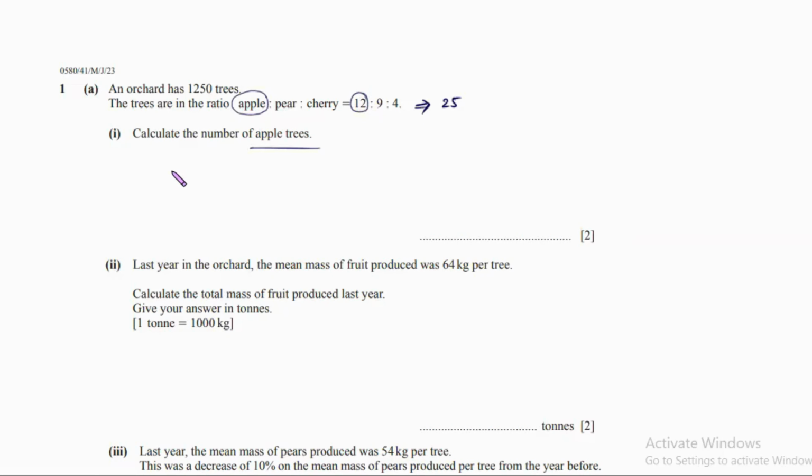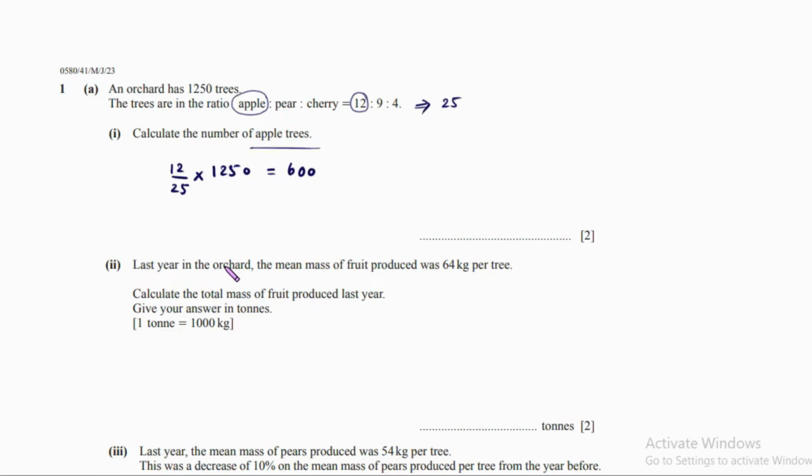So I can write that as a fraction. It's going to be 12 out of 25. But we need to find the total number of apple trees out of these 1,250 trees. So I need to multiply it by the total that is given to us. So 12 over 25 times 1,250 is equal to 600, which means there are 600 apple trees among these 1,250 trees.